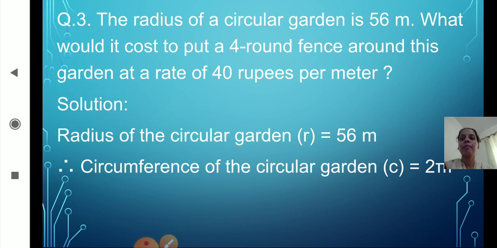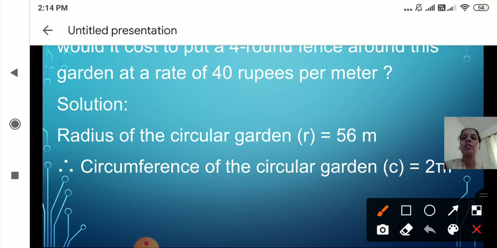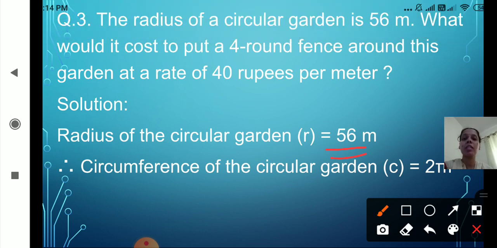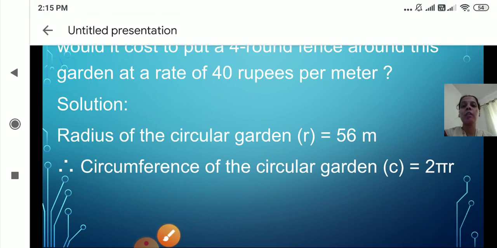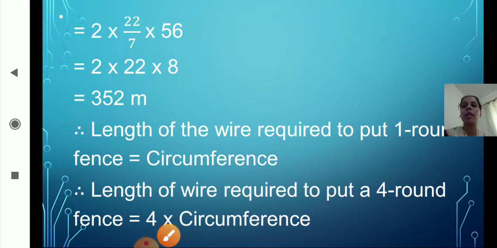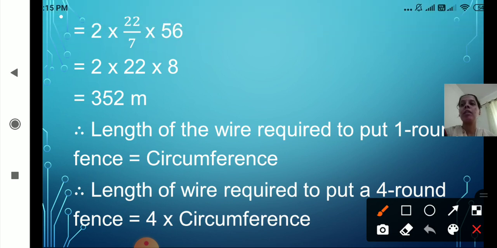So in the solution, the radius is given, 56. So we'll find out the circumference. Which formula will we use? As the radius is given, we will use the formula 2 pi r, correct? So we'll write down the formula, then we'll put the values. 2 pi r, 2 multiplied by 22 upon 7 multiplied by r, which is 56. Now we can cancel this. 7 ones are 7, 7 8s are 56. So 2 multiplied by 22 multiplied by 8, that is 352 meter. So this is the circumference of the circular garden.